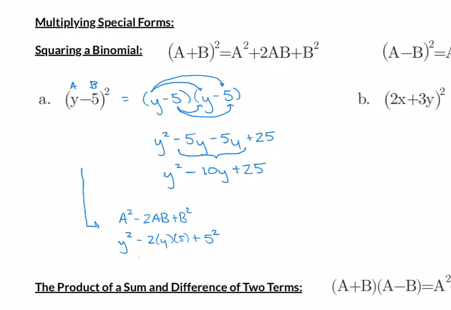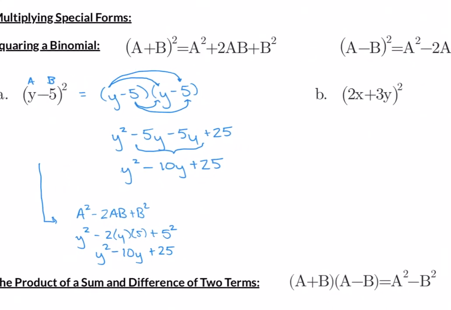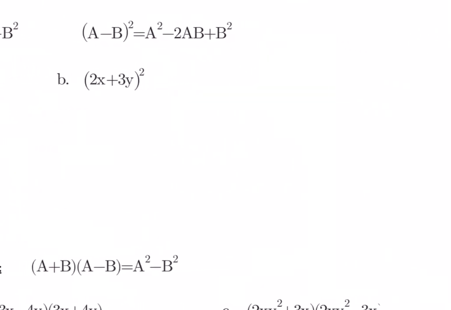And if you simplify this, this is y squared. We can multiply our numbers. 2 times 5 is 10. Keep our y. And 5 squared is 25. So if you want to use the formula, that's fine. As I said, I don't like using the formula because it's not necessary. So let's go and look at another example. Let's look at example B.